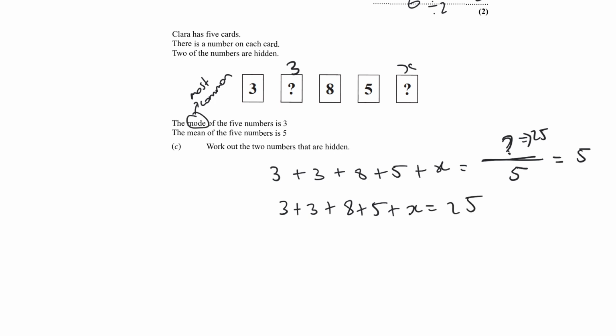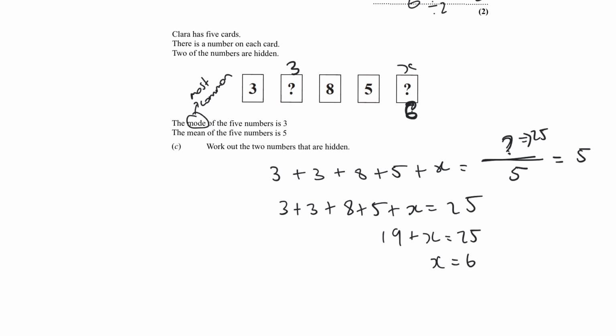Now I'm going to rearrange this to work out what this potential card could be. So 3 plus 3 is 6. 6 plus 8 is 14. 14 plus 5 is 19. So 19 plus x is equal to 25. You lot could just use your calculator. I'm just choosing not to. So then x would be equal to 6. So essentially, in order to fit the criteria that they've given us, the other card would be 6.